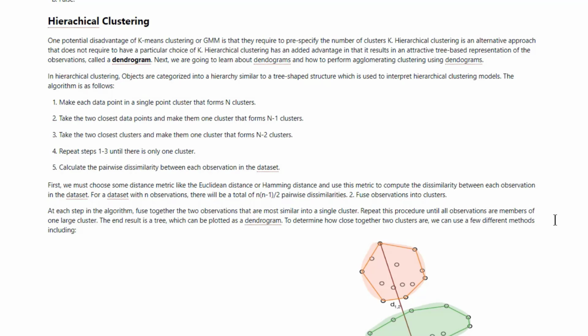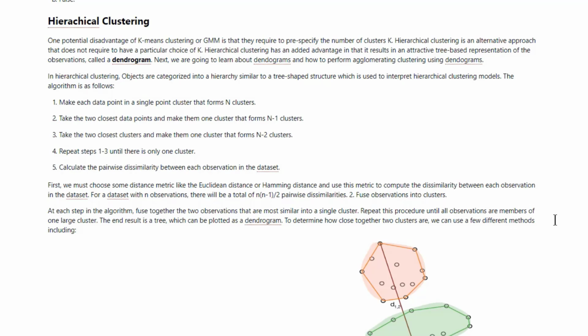In hierarchical clustering, objects are categorized into a hierarchy similar to a tree-shaped structure, which is used to interpret hierarchical clustering models. The algorithm is as follows. Make each data point a single point cluster that forms n clusters, where n is the total number of observations. Take the two closest data points and make them one cluster that forms n-1 clusters overall. Take the two closest clusters and make them one cluster that makes n-2 clusters, and repeat these steps until there is only one cluster remaining.